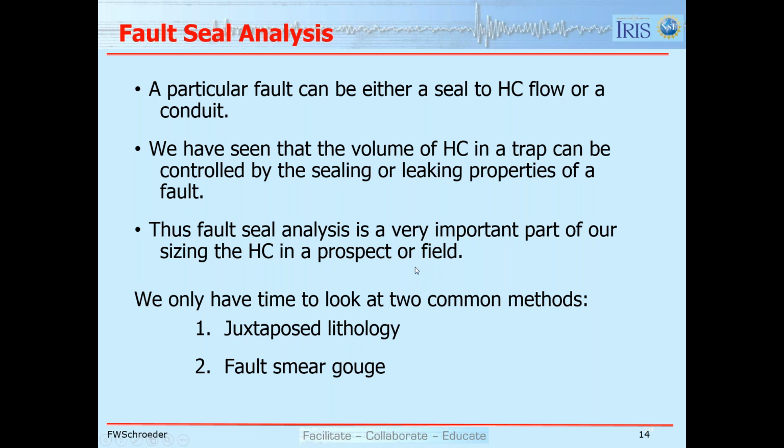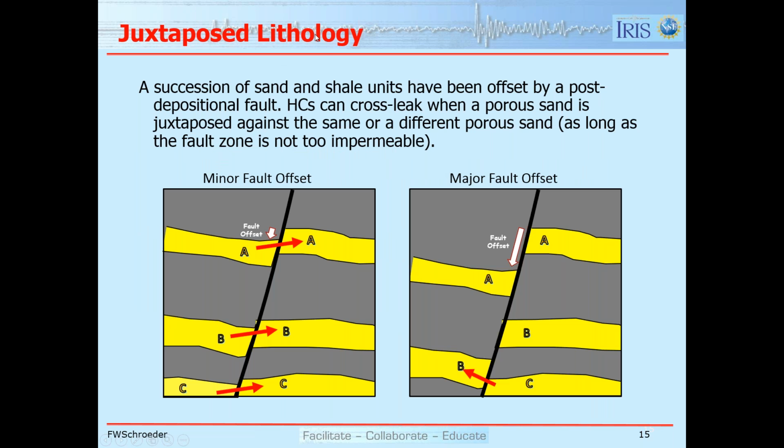We don't have time to go into too much detail, but I wanted to touch on two common methods that are used to consider fault seal. One is juxtaposed lithology, and the other is fault smear gouge. So with juxtaposed lithology, we may have a succession of sands and shale layers that are offset by a fault.